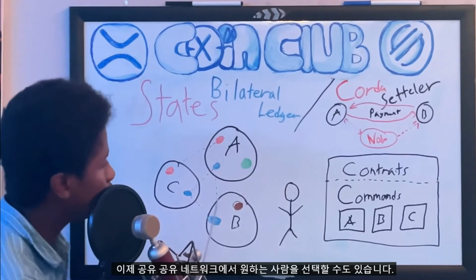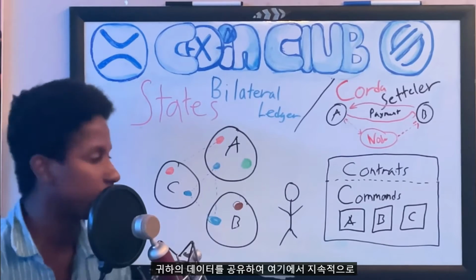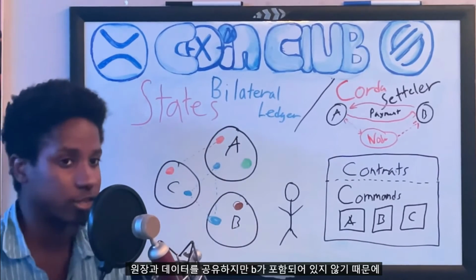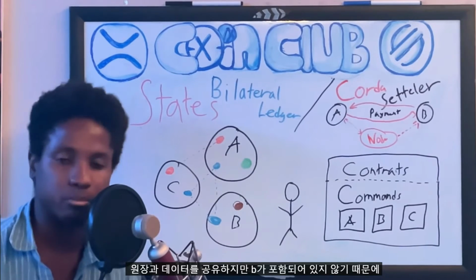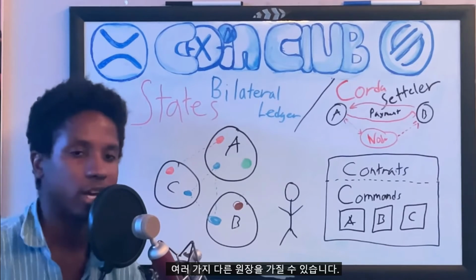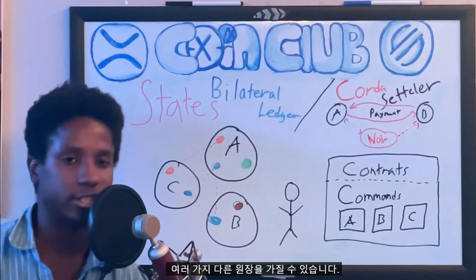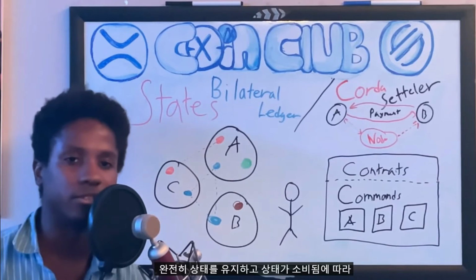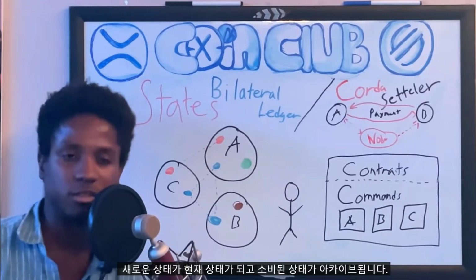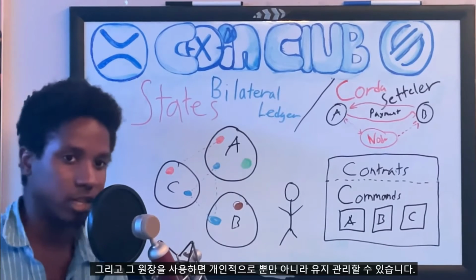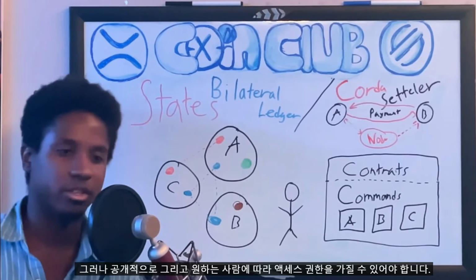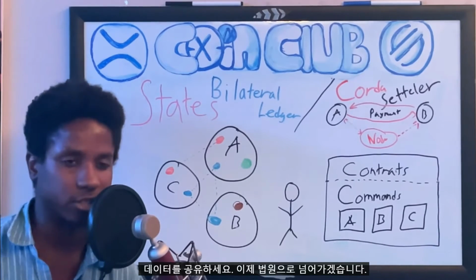Now, you can also choose who you want to share your data with. So we have A and C over here that are constantly sharing data with their ledgers, but they're not including B because B is not part of their transaction. So basically, Corda allows you to have a series of different ledgers that remain entirely stateful, and as the states get consumed, a new state becomes the current one, and the consumed states become archived. And with those ledgers, you're able to maintain them not only privately, but publicly, and be able to have access rights based off of who you want to share the data with.